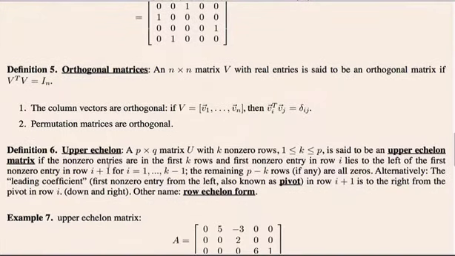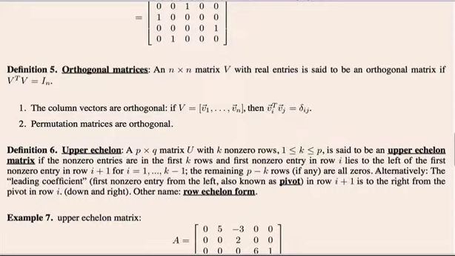Next definition is upper echelon. A p by q matrix U with k non-zero rows, where k is somewhere between 1 and p, is said to be an upper echelon matrix if the non-zero entries are in the first k rows and the first non-zero entry in row i lies to the left of the first non-zero entry in row i plus 1, for i going from 1 to k minus 1, and then the remaining p minus k rows, if any, are all zeros.